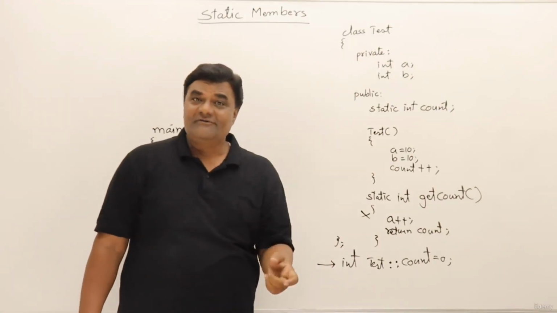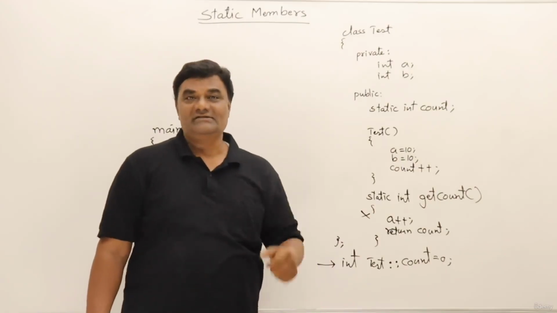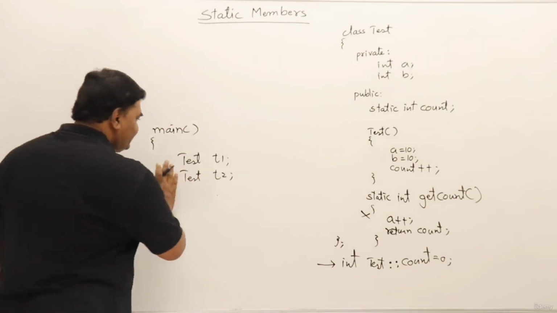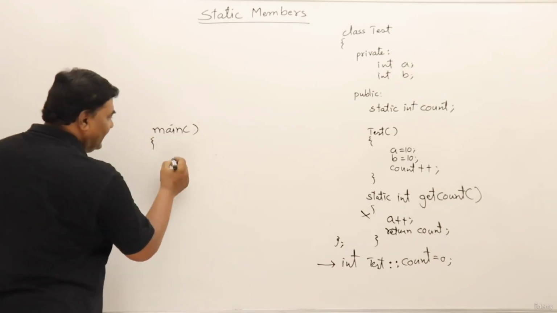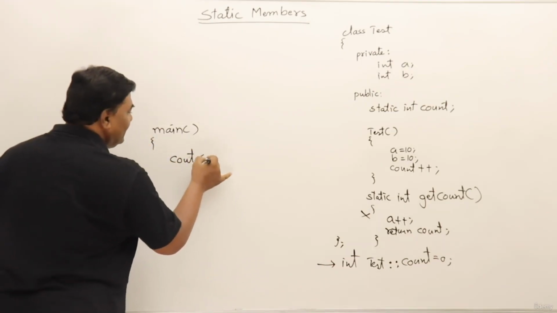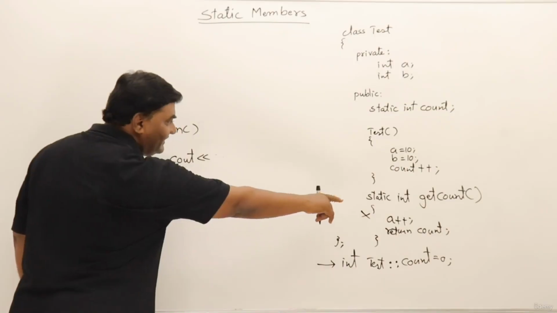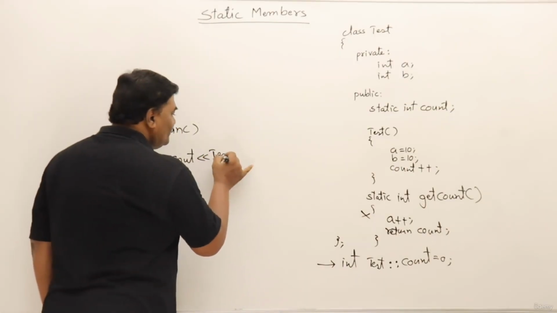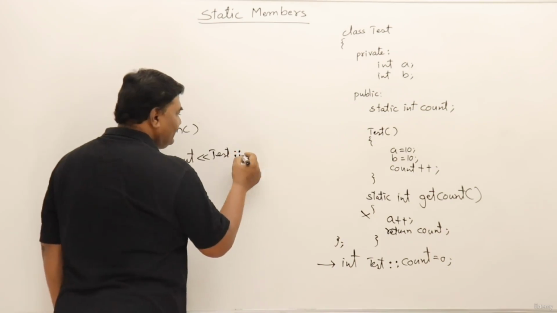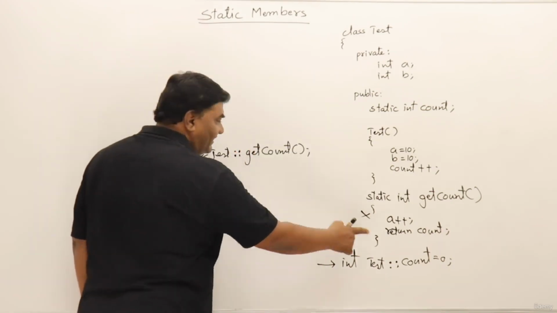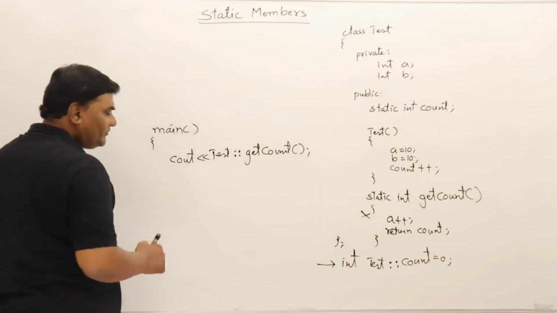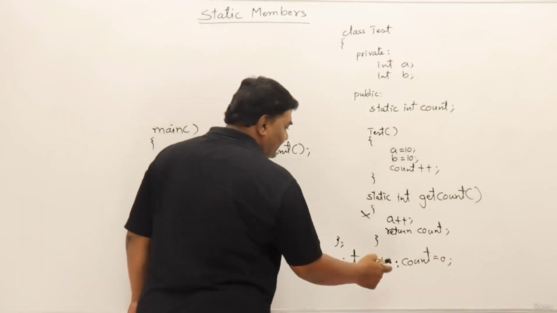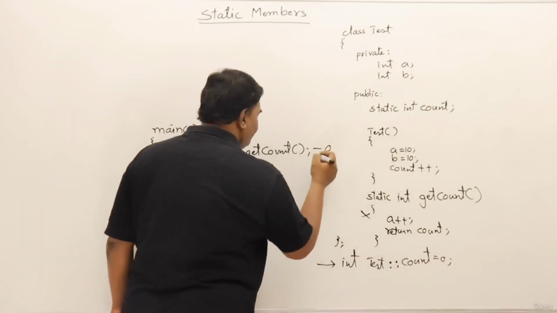Static member functions also belong to a class. Let us see. Already we have discussed this, so I will not create any object. I will say cout and I want to call that function, getCount. Can I call that function? Yes, you can call it using the scope resolution operator. Test::getCount will return the count and we can display it. What is the count initially? We did not create any object, so count is never incremented. The answer is 0.